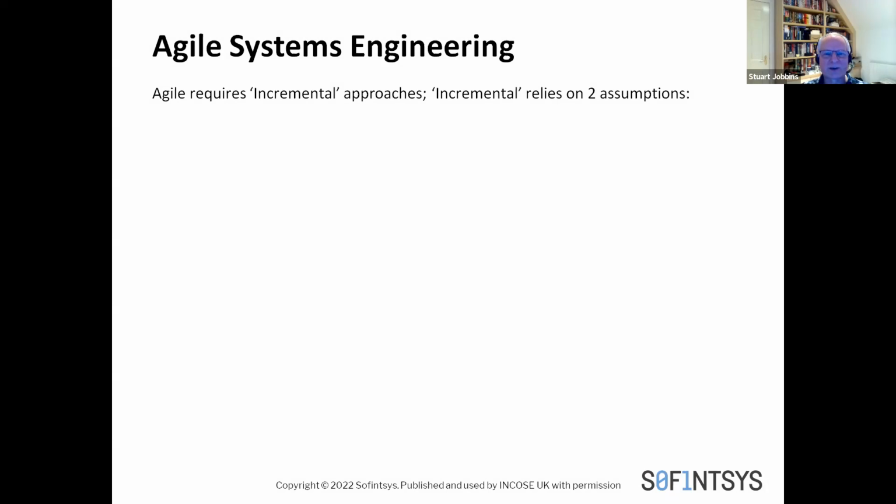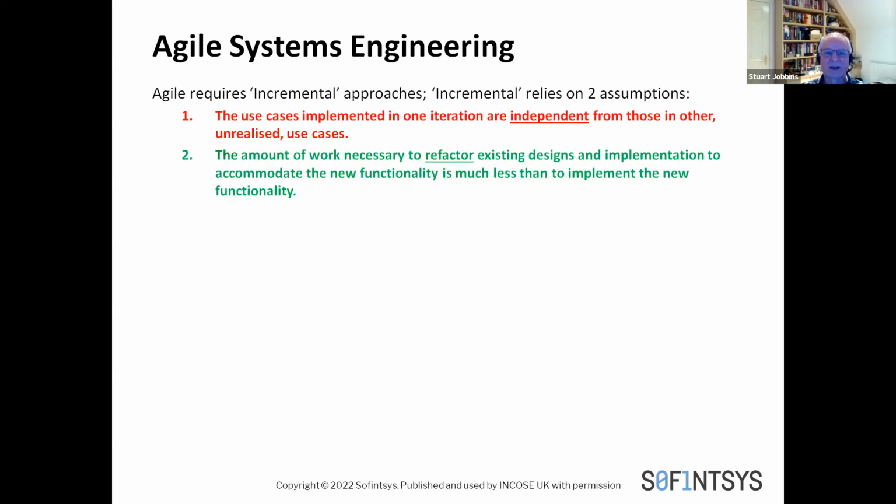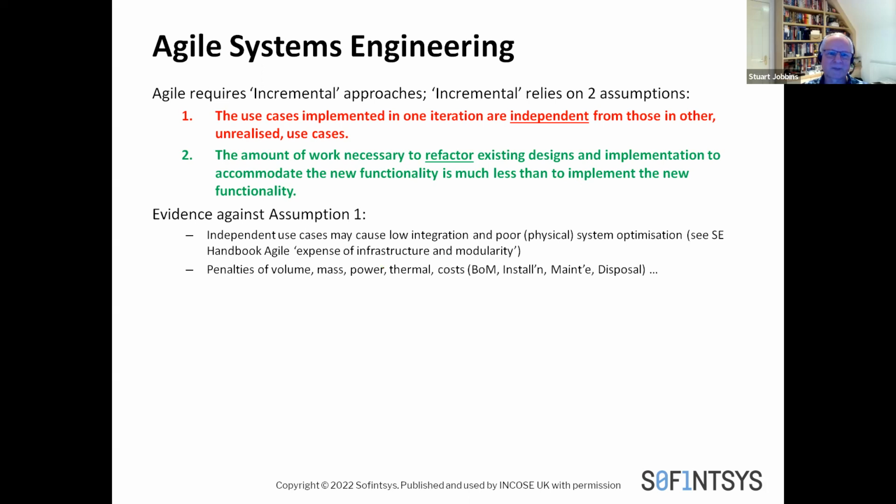So Agile requires incremental approaches, and incremental relies on 2 assumptions. The use cases implemented in one iteration are independent of those in the other, and the amount of work necessary to refactor existing designs is cheap, basically, and much less than to implement new functionality. So the evidence against assumption 1: independent cases may cause low integration for physical system optimization.